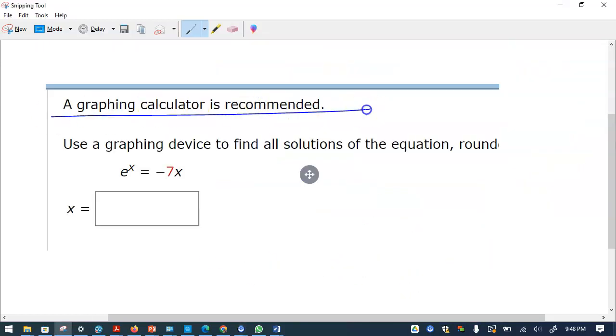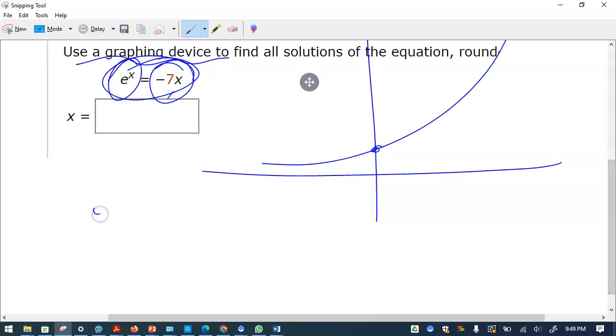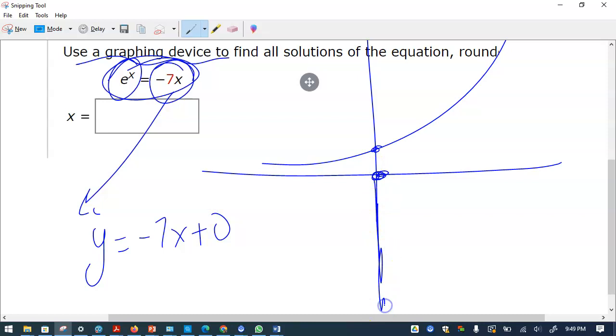You're supposed to use the graphing calculator for the next problem, and they give you two things. All it means is the left is e raised to x, something like this. And the other one is minus 7x. So the right side is y equals minus 7x plus 0. It goes through this point, and then it is very steep, so minus 7. So something like this. We need to know what this point is.